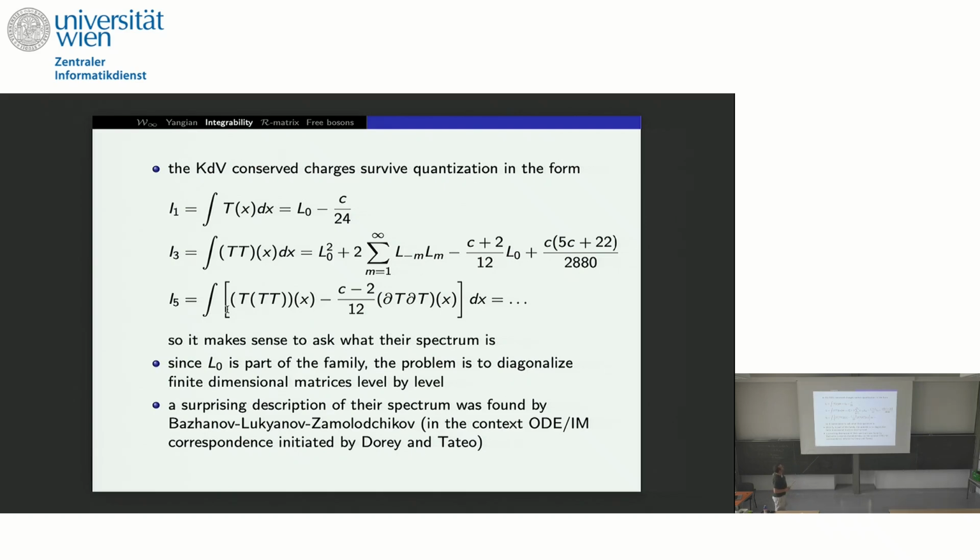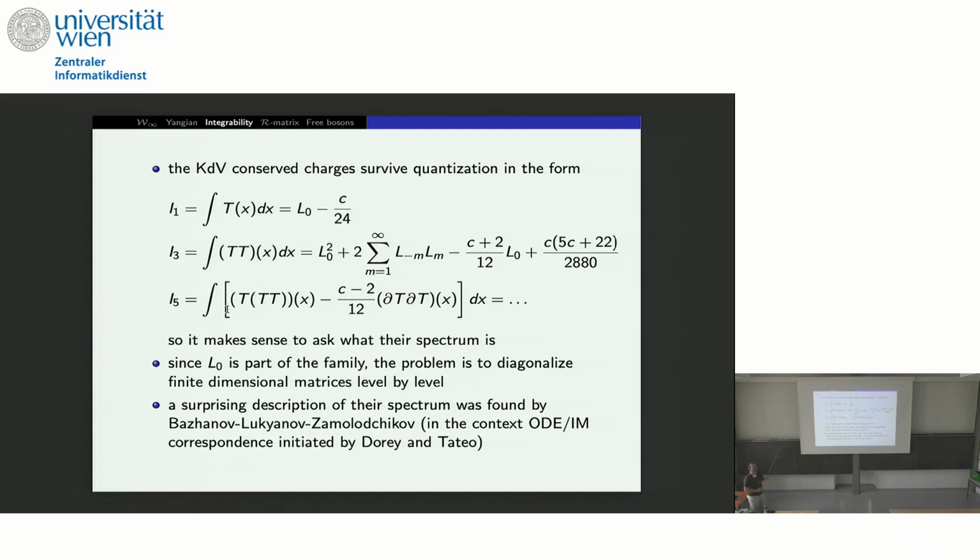But the surprising thing is that there are infinitely many other integrals of local fields, like this and others, which all commute among themselves. So definitely this integrable structure survives the quantization. And then you can ask what is their spectrum, how to diagonalize these. Since L0 is part of this family of commuting quantities, it reduces to just diagonalization of finite matrices.